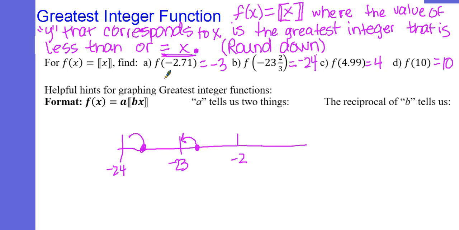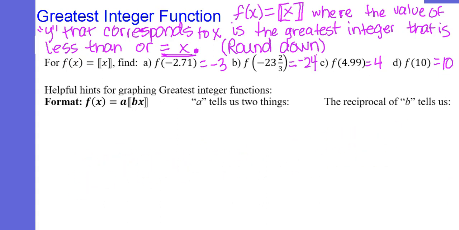Okay, so that's the concept of the greatest integer. It's the closest integer that is below your x, whatever x you pick. Okay, so here are some helpful hints for graphing, if you're just trying to get through it and you want this extra tip. So I have a format here that says f of x is equal to some number a times the greatest integer of some number b times x, and I don't have the h and k in there, which we usually have.